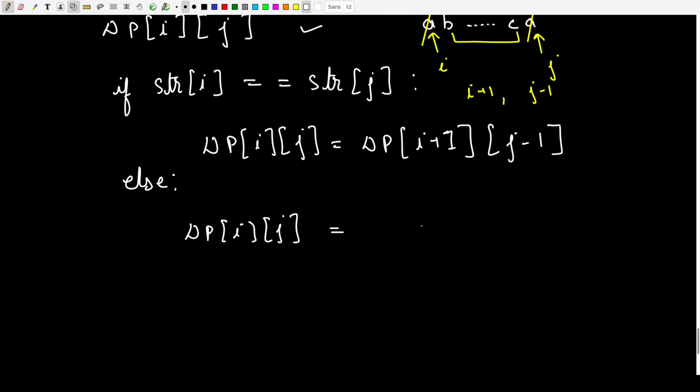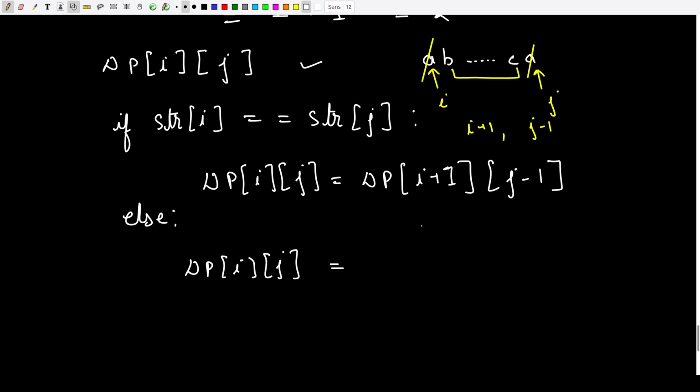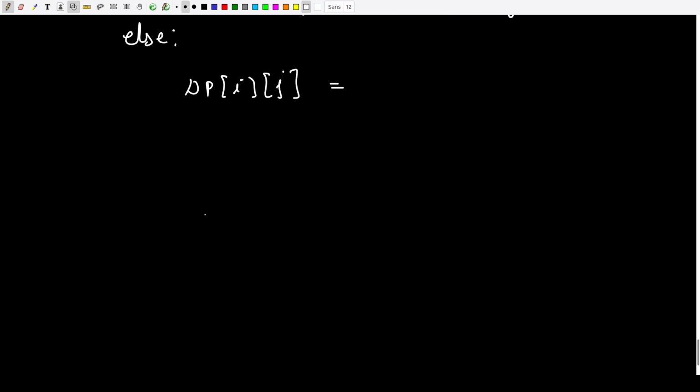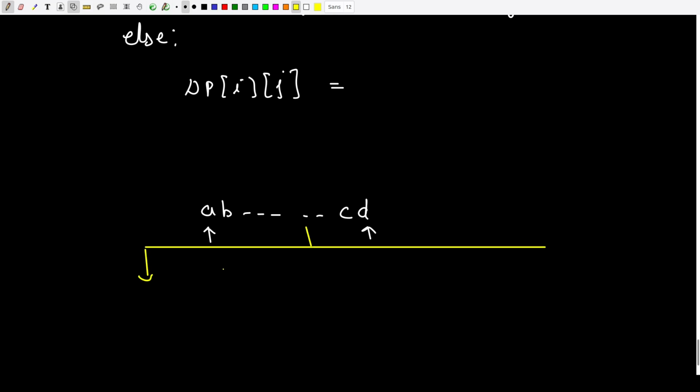So let us discuss the case where string i is not equal to string j. Let us say this is the string which we have. Now as we can see, these two characters do not match. So with this, I have two options: either I will prefix this string or I will suffix this string. So after prefixing this string, the string will be dcbabcd, and after suffixing this string, the string will look something like this.